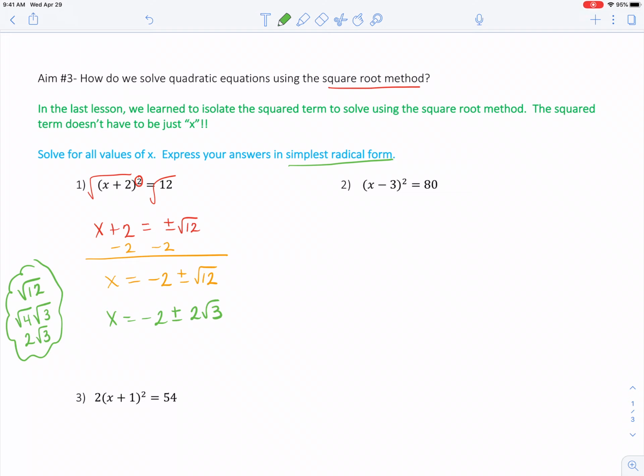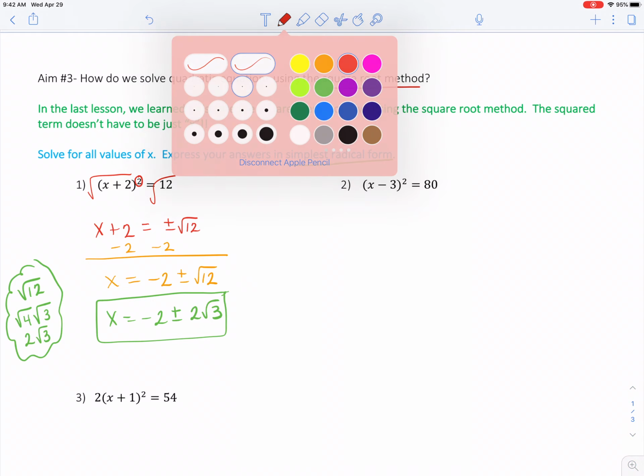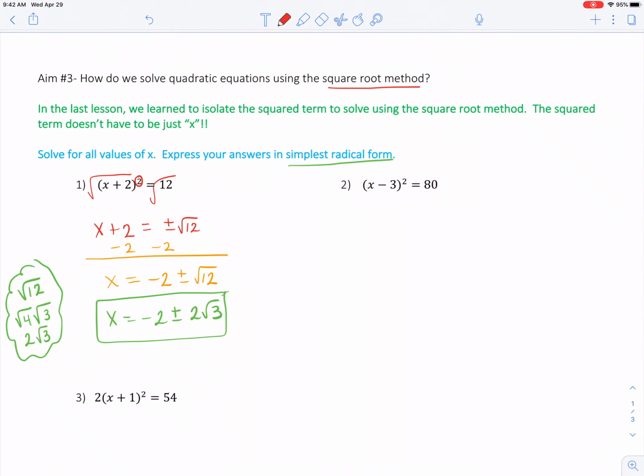Again, we could write this two ways, -2 plus 2 square root of 3 or -2 minus 2 square root of 3. However, it's better, easier, more efficient to just write it once. Next one is exactly the same, so you should follow this when you're doing the worksheet. Because we have the binomial base, x minus 3 squared, it's already isolated. So I take the square root on both sides. On the left-hand side, we are ending with x minus 3. On the right-hand side, positive negative square root of 80.